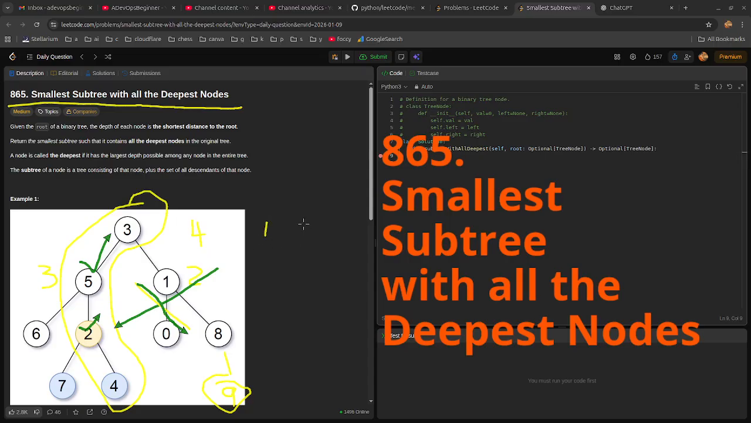So, which means 3 cases: the first, left child equal to right child. The second one, left child is deeper. Third one, the right child is deeper. That's the solution we're going to use.